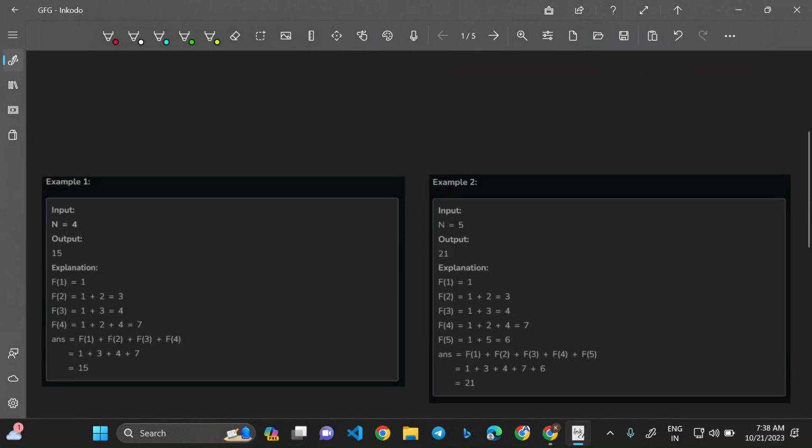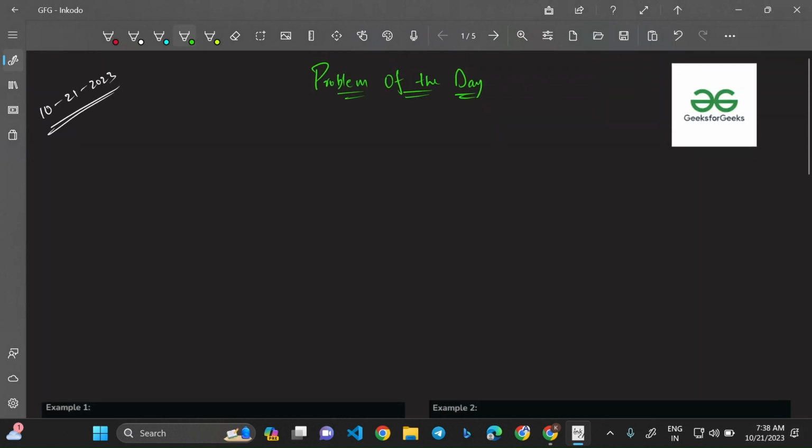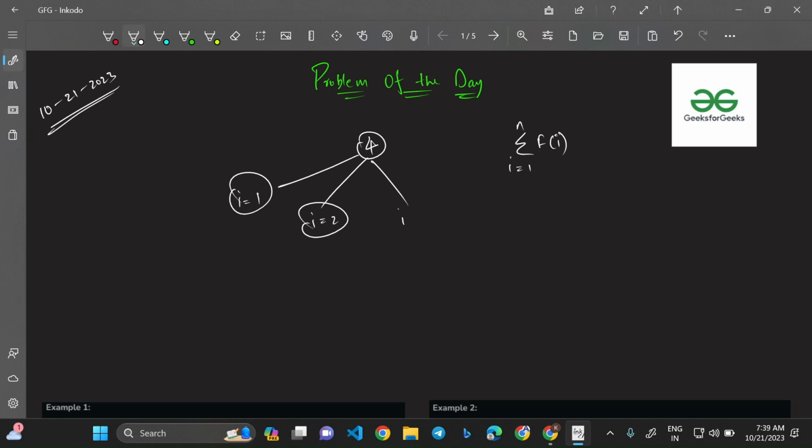So n equal to 4 and 15. Let me write this out here. So n equal to 4, and you need to start from all the numbers. So what does the function say? Sigma i equal to 1 to n f of i. So there is a case of i equal to 1, i equal to 2, i equal to 3, and i equal to 4. All right, so these are the four cases.